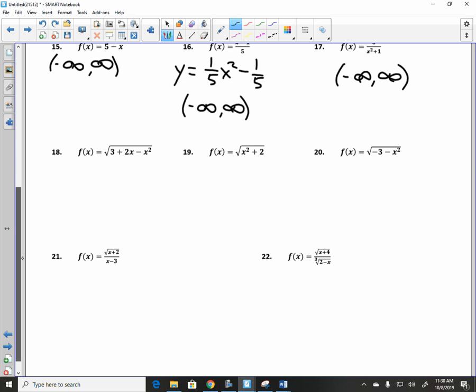Oh, these look really challenging. The first one's tough. The next two are actually really easy. I'll show you. Square root, that's an issue, isn't it? 3 plus 2x minus x squared must be greater than or equal to 0. Oh, we've got an inequality with a quadratic. You remember, you've got two ways of solving that. You can either make a table or look at the graph. I'm going to multiply through by negative 1. I get x squared minus 2x minus 3 is less than or equal to 0.